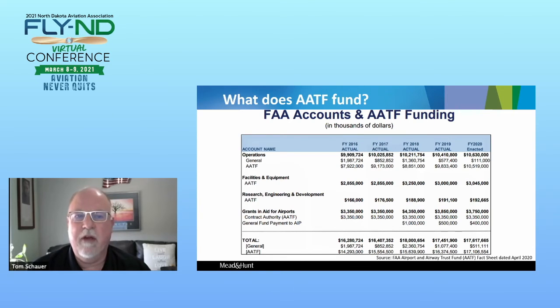So in general, for the FAA's operation, they run about $10.5 billion a year. The airport aid grants from the aviation trust fund are about 3.5 to 3.75, depending on any given year. And then in some of the years, we've had some additional funding that has been reallocated by Congress. So in general, here's where our funding is coming from.